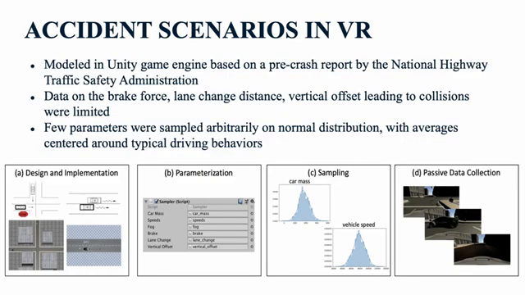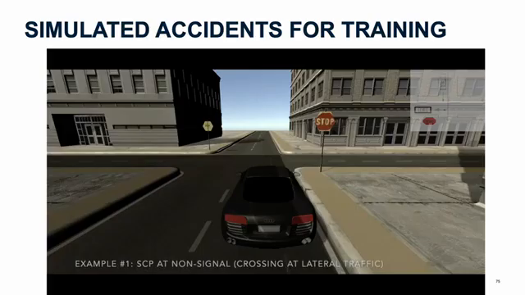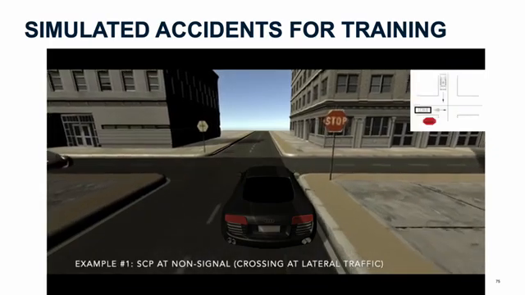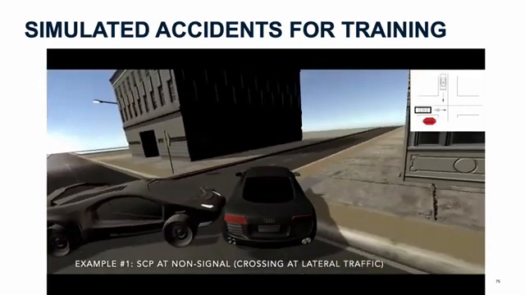We sample these parameters over normal distributions with averages centered around typical driving behaviors, as you can see here. So basically, we design and implement these different scenarios. We have these different sets of parameters that you see in B, and then we sample the parameters using normal distributions around some average value. These might include the car mass, the vehicle's travel speeds, and so on. Then we use these variations of the sampled data to generate a large number of simulated accident scenarios for training the car. Following these slides will be examples from the accident simulator along with trajectory prediction results from transfer learning.